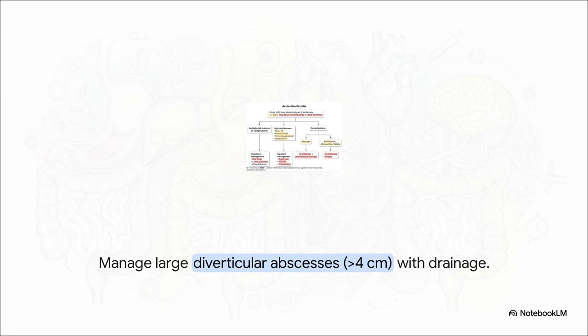Uncomplicated cases just get oral or IV antibiotics, no big deal. But if you see an abscess that's larger than 4 centimeters, the rules change. You have to go straight to CT-guided percutaneous drainage while hitting them with IV antibiotics. You only take them to surgery if the drainage fails. If the abscess is under 4 centimeters, you can usually just manage it conservatively with IV antibiotics.